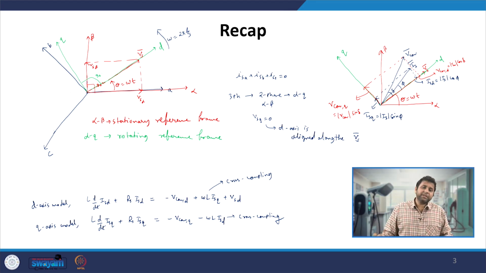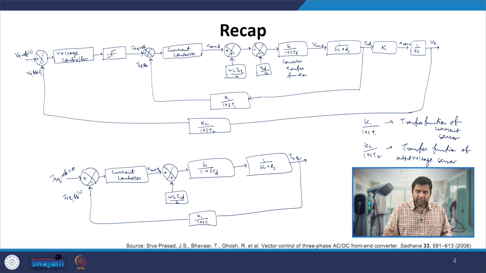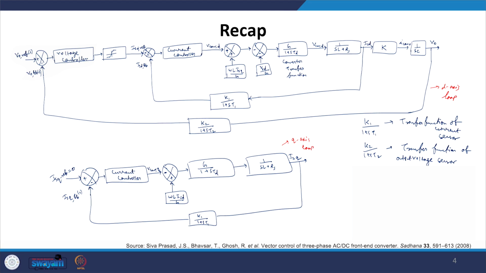Then we defined our DQ axis model, where we saw some cross coupling terms and some constant terms. We removed those terms by putting in the feed forward terms, and that is when we made two independent loops. This is my Q axis loop, and this is the D axis loop. Since we are aligning our IS space vector along the Vs space vector by making sure my ISQ reference is equal to 0, we can ensure unity power factor operation of this three-phase AC-DC converter.